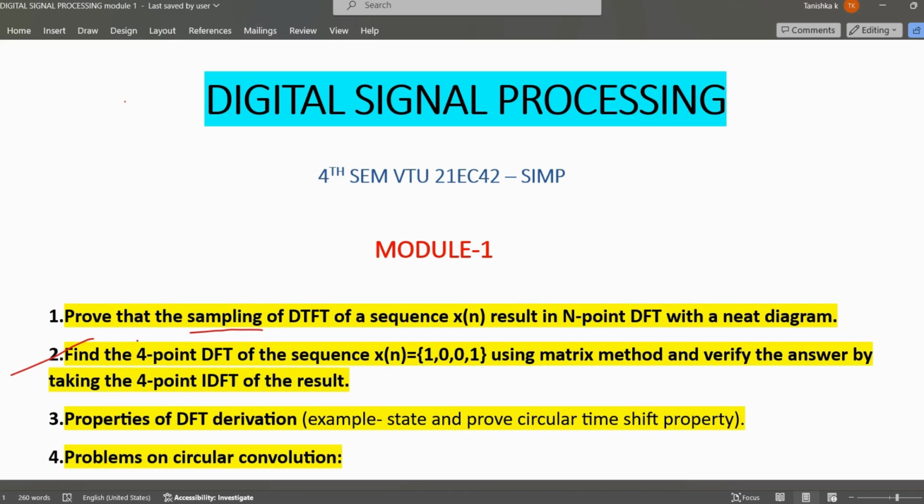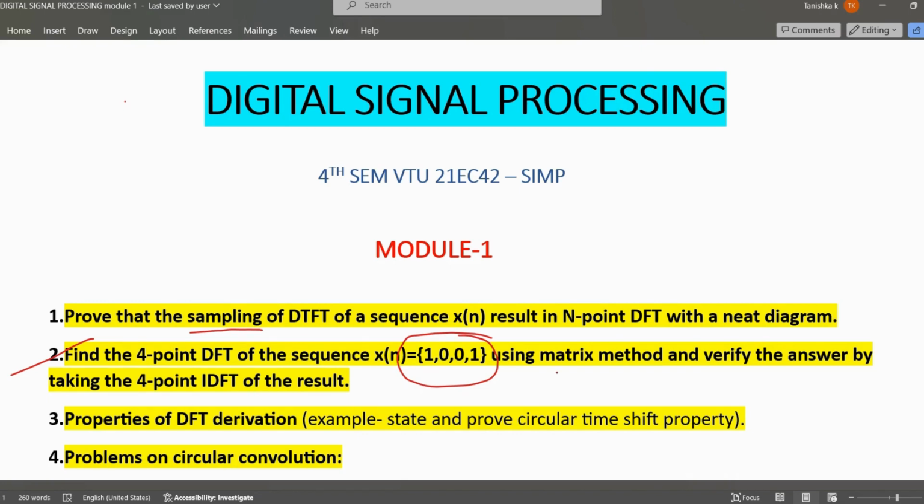The question format is the same, meaning the question will be like: find the 4-point DFT of the sequence x of n equal to. Till that the question will be the same. The only difference will be the sequence or the values present here. Okay, these values may differ. So please don't depend on the values, just focus on the concept: using the matrix method and verifying the answer by taking the 4-point IDFT of the result.